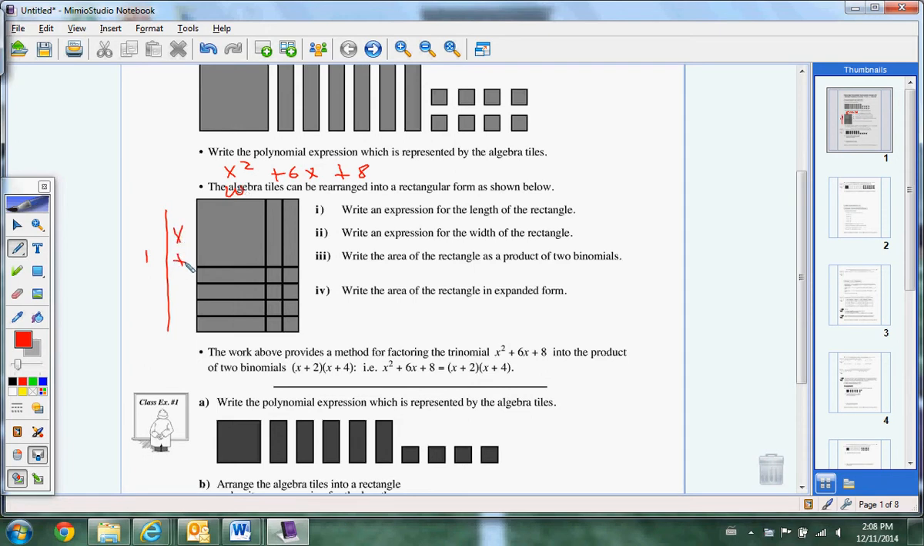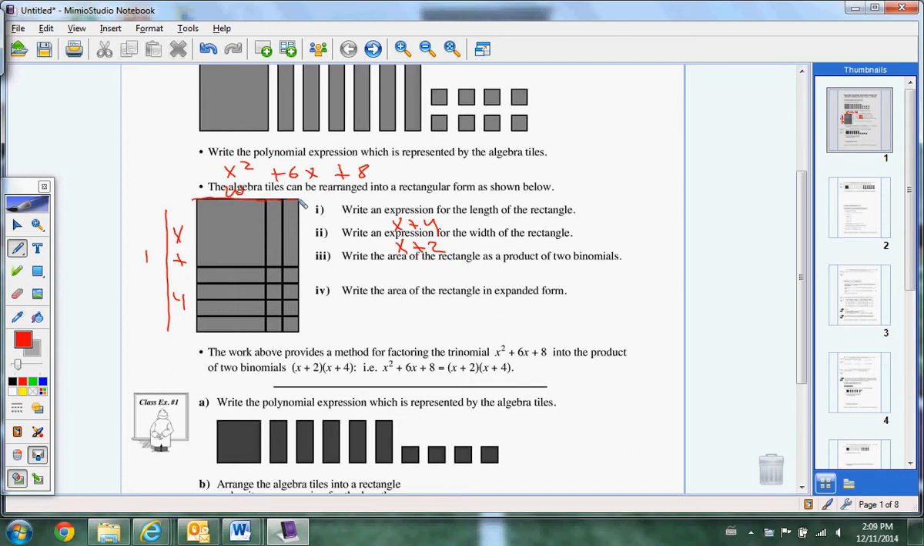X plus 4. Not x squared, because this is just the length is x. So x plus 4. The width, x, good, x plus 2, x, 1, 2.